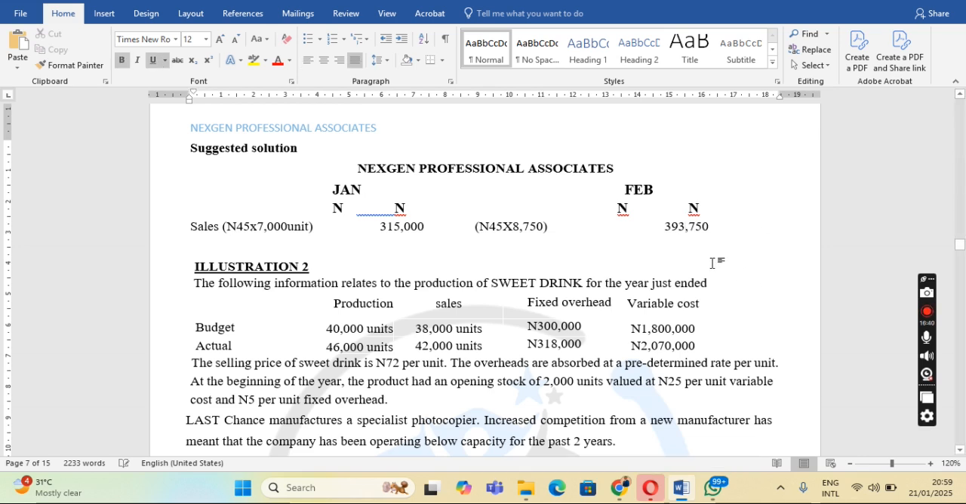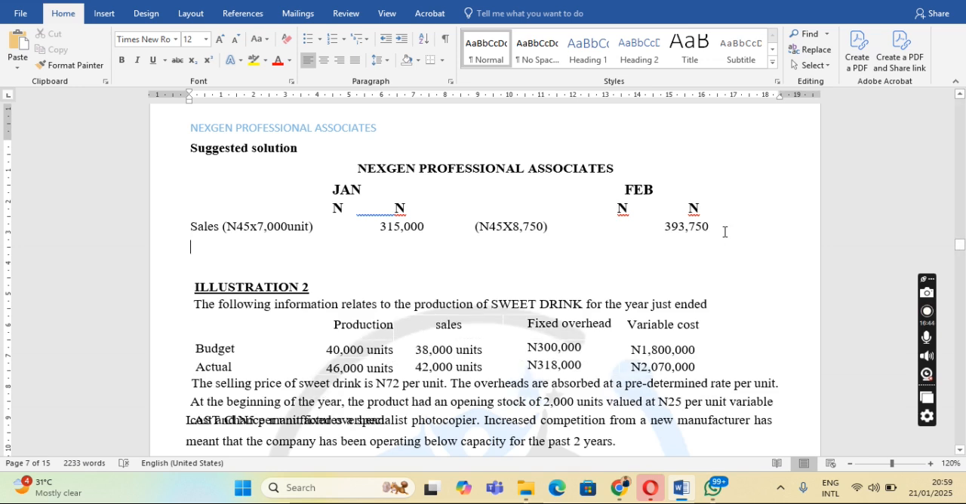What next do we have? From our format, after this you have your variable production costs. Of course, when you make a sales, before you make that sales, you will incur some costs that can be traceable to a particular production unit, right? Don't forget that marginal costing is based on variable cost, right?